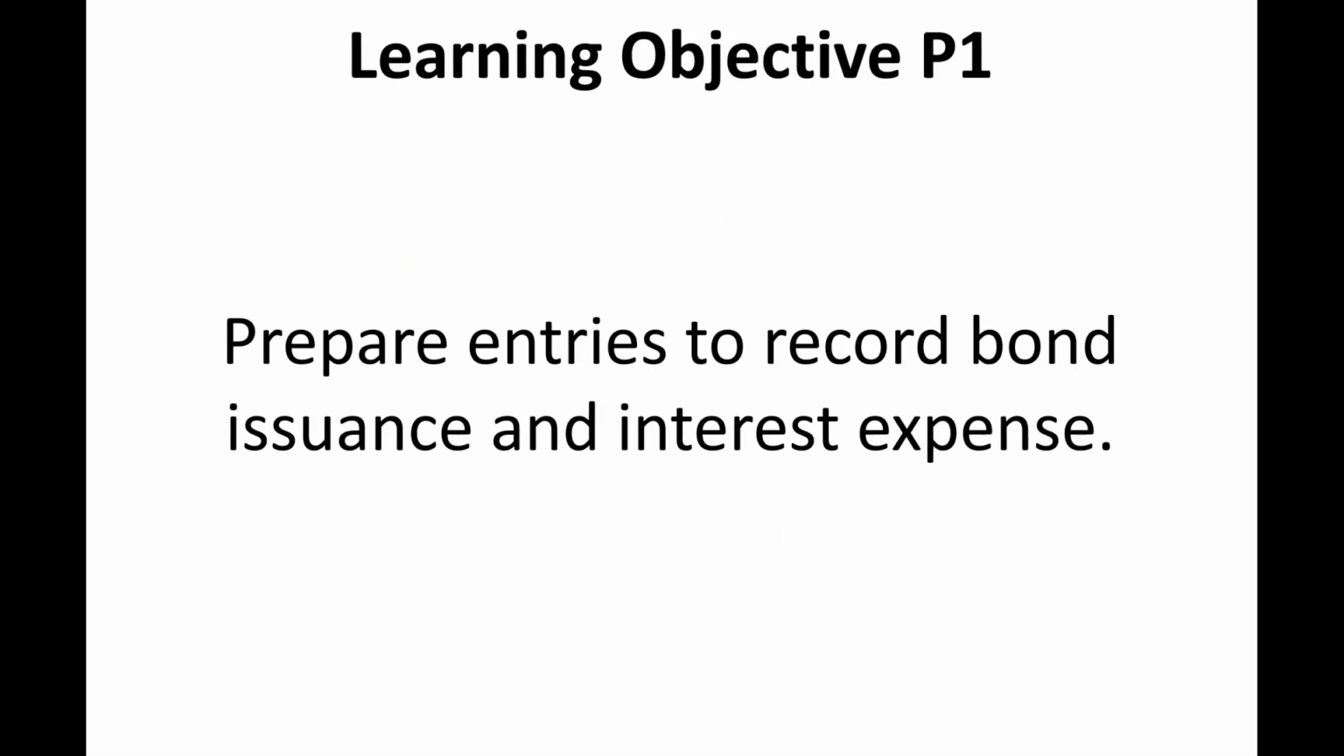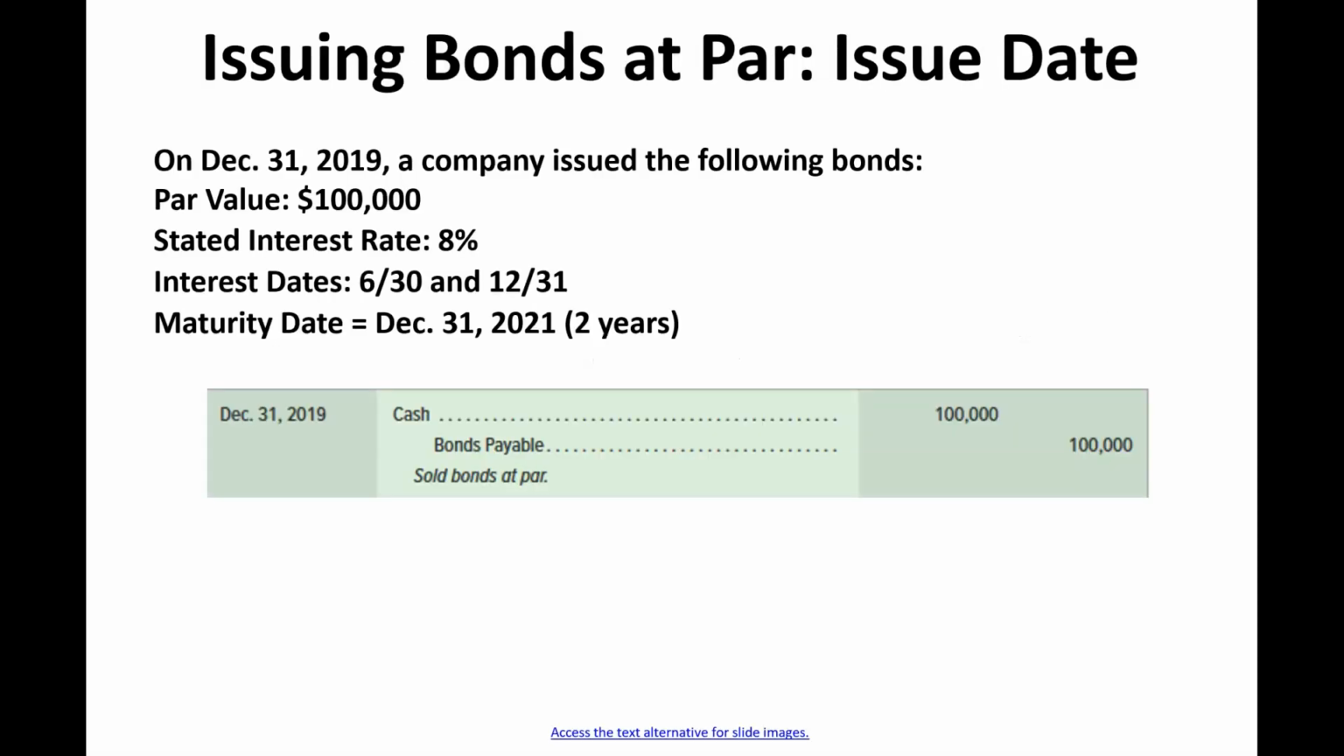Okay, let's look at the entries and how to calculate the interest expense. In this example, a company has issued a $100,000 bond, which is very common, and that is the par value, which means that is 100% of the bond. The stated interest rate is 8%, and it matures in 2 years, and there are interest dates of June 30th and December 31st, which means it's semi-annual. They will make a total of 4 interest payments: 2 years, 2 payments each year.